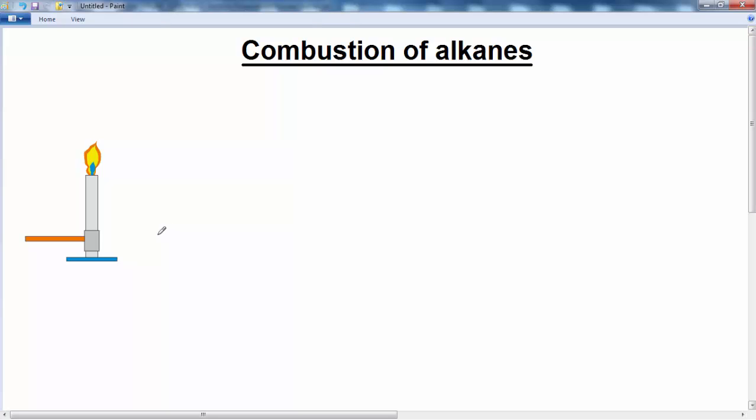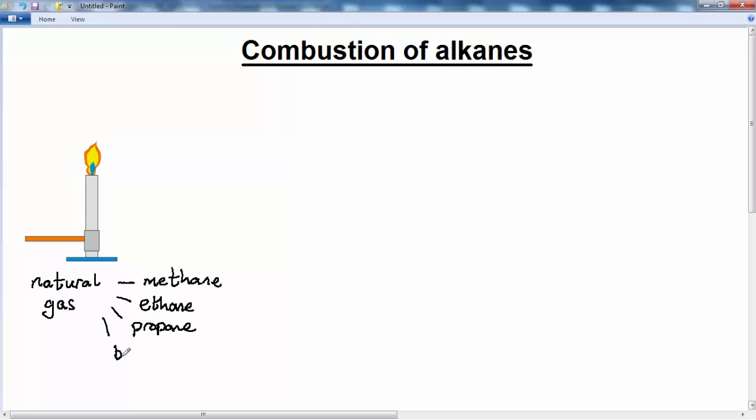We're going to take as an example some alkanes that you're probably familiar with, and these are principally the components of natural gas. So I've got a Bunsen burner here which is being fueled with natural gas. And natural gas is a gas which is mainly made up of methane. That's the first in the homologous series. But you also get a mixture of ethane, propane, butane and pentane. So it's mainly methane, but it also contains the other alkanes which are also gases at room temperature.